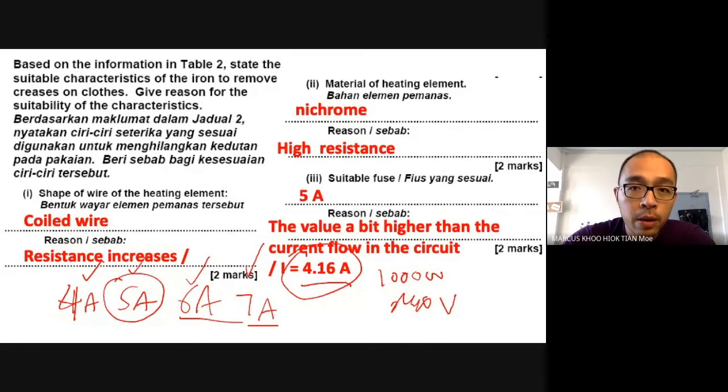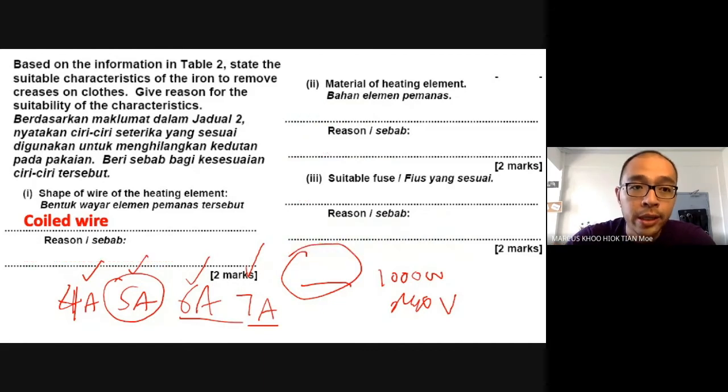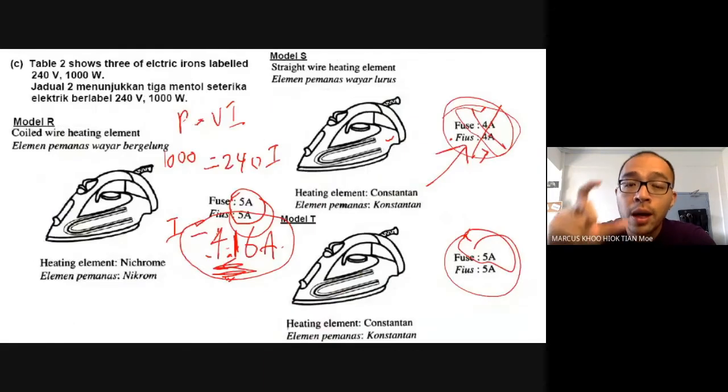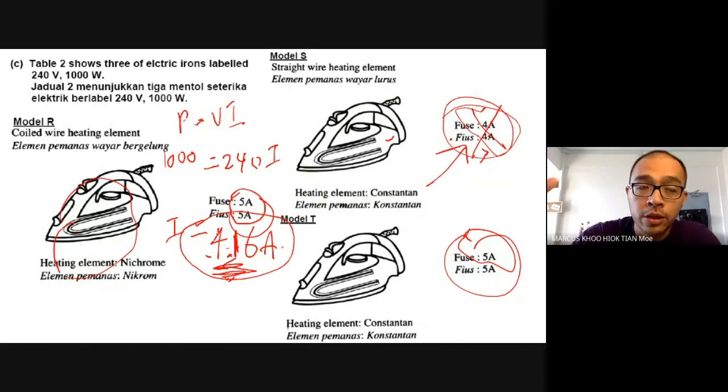Remember that power rating, the reason why electric instruments must have power rating is so that you know how much current needs to flow so that it will operate normally. You provide too much current, it will overwork. You provide too little current, it will underwork.